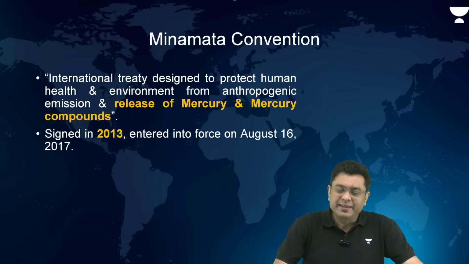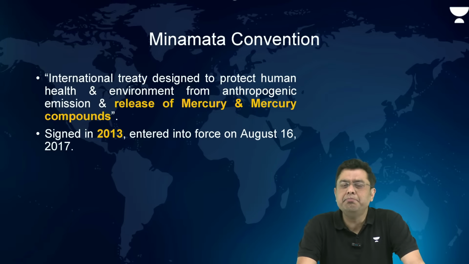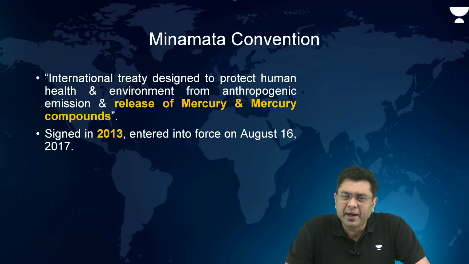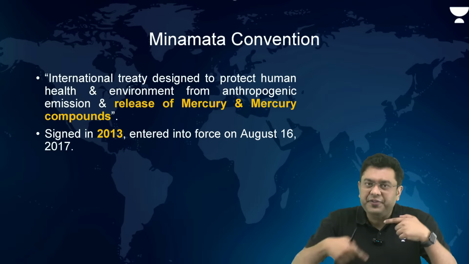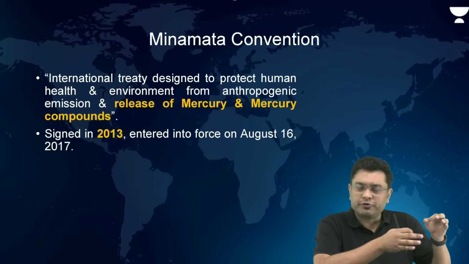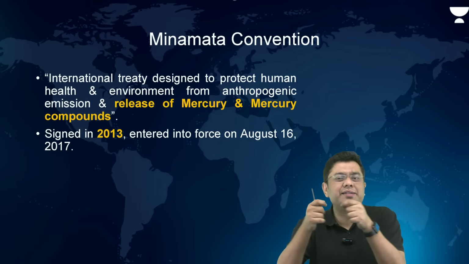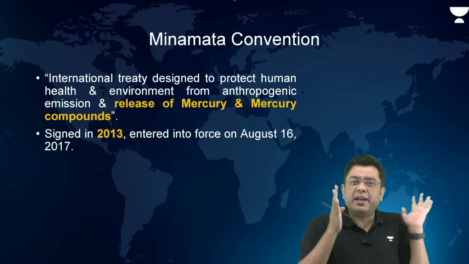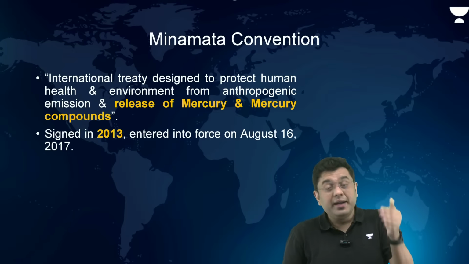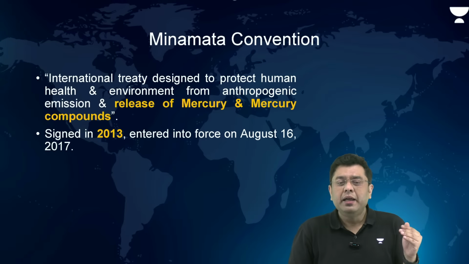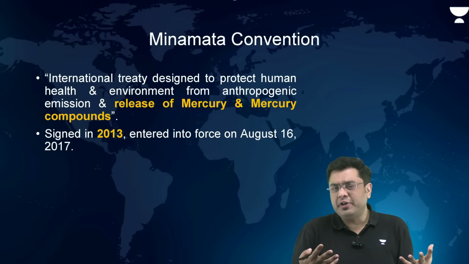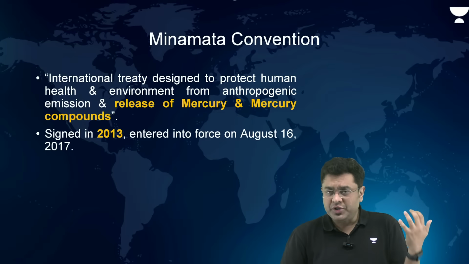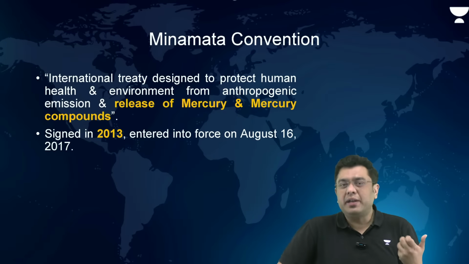Okay. Then the last of the conventions is the Minamata Convention. The Minamata Convention is about mercury poisoning, controlling the emission of mercury in its entire life cycle, for example at the stage of mining, at the stage of production, at the stage of consumption. Anywhere there is mercury contamination, it has to be stopped, right? This is basically because Minamata disease spread for the first time in the region of Japan, and that was because of mercury poisoning.